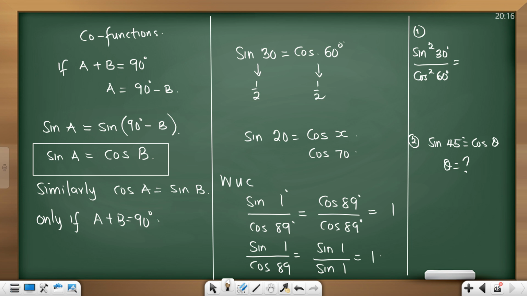Question 1. If they say without the use of a calculator, you must show your steps. So if I decide to leave this, but I know that 60 plus 30 is 90, oh, once I get that, I am allowed to change this to sine squared 30. Done. And here, theta is 45 degrees.